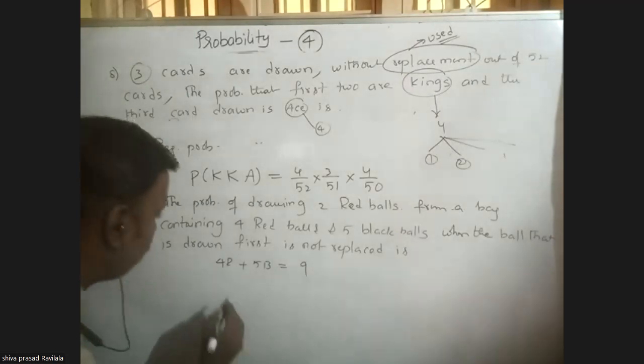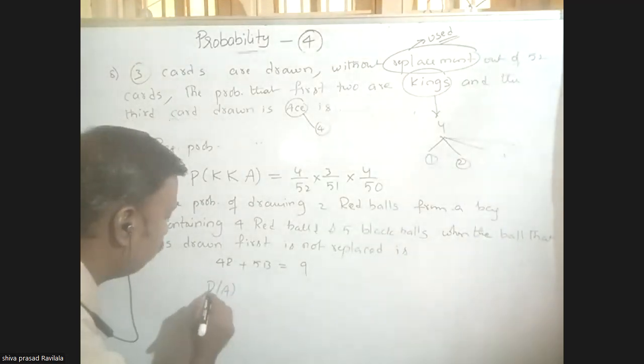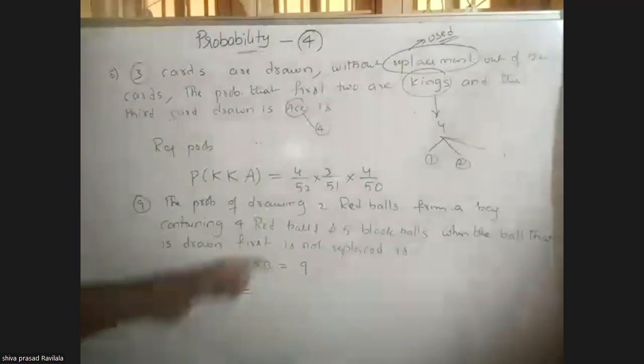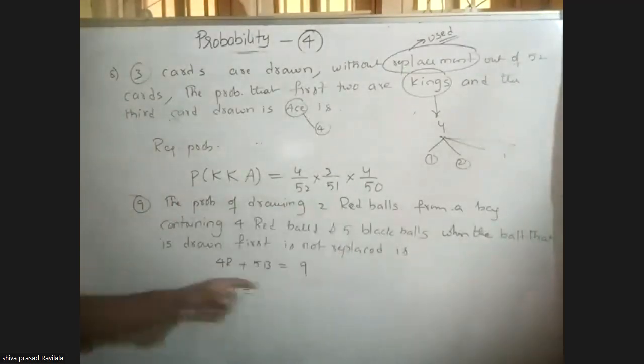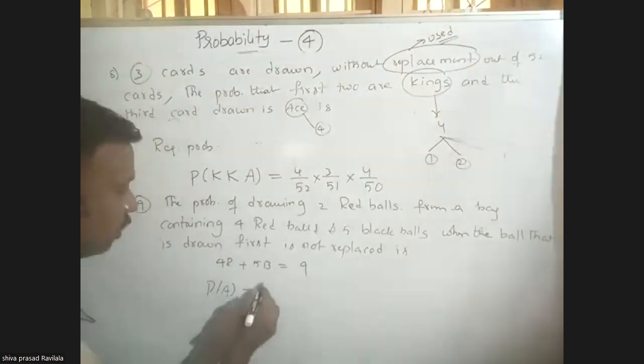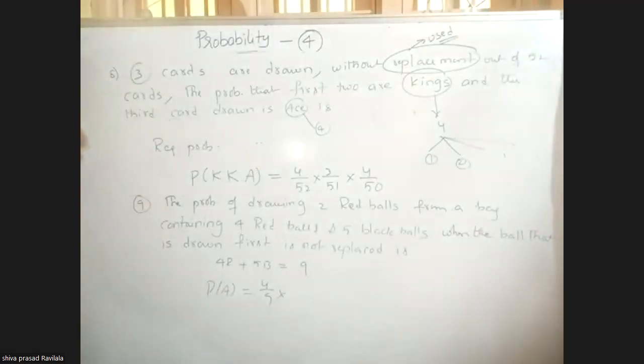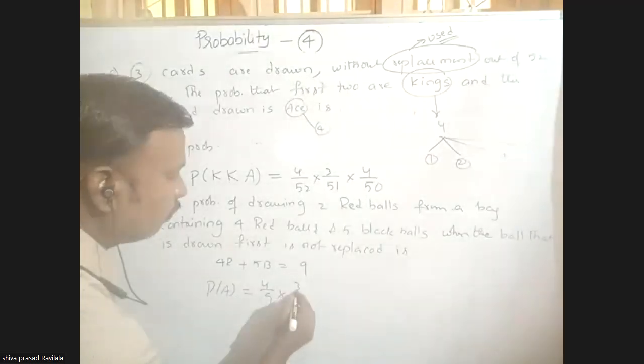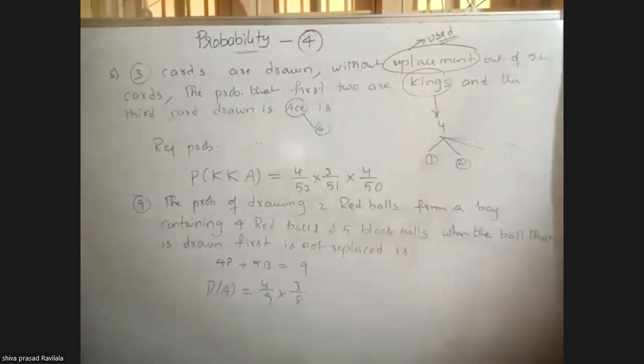You understand this topic, I think. Therefore, required probability is equal to: first one, you select one red from 4 red balls, which can be done in 4 by 9. Already one ball is used, so then we have 3 by 8. That's it. 3C1, 3C3, and 4C1, 4C2. Answer is 1 by 6.